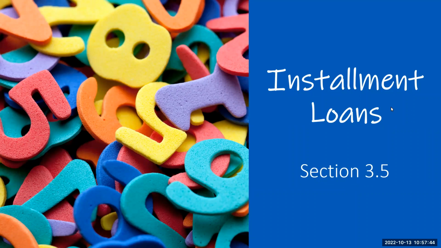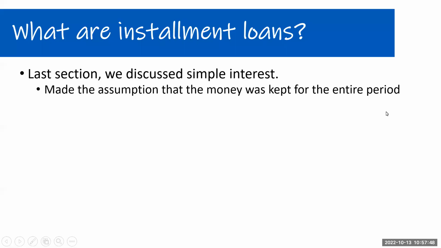Today, we're going to talk about installment loans, which is section 3.5. In our last section, we discussed simple interest. Remember that we had I equals P times R times T, so we took into account how much we borrowed, times what that interest rate was, times how long we borrowed the money.